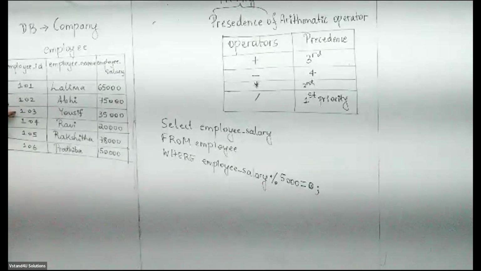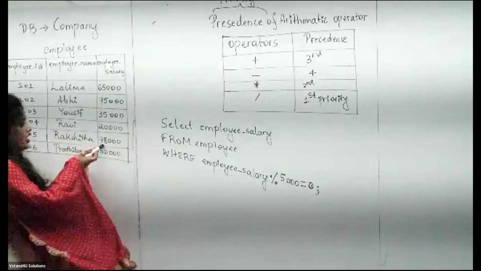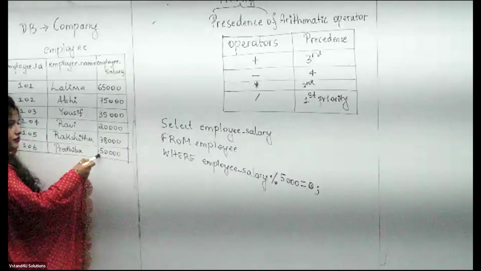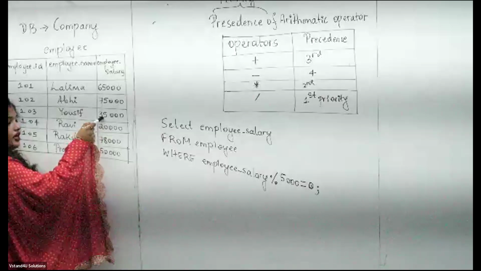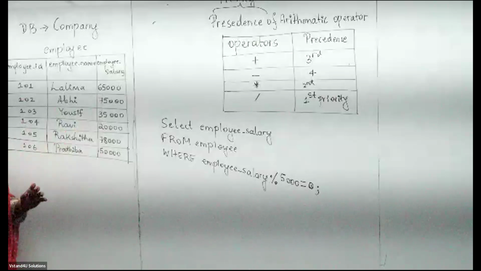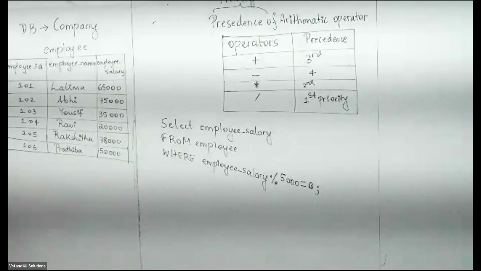101, 102, 3, 4 and 6. 105 will not get printed. Yes or no? Is 78 divisible by 5? No. 50, 20, 35, 75, 65. Yes. We will see the output now, practically. Yes or no?